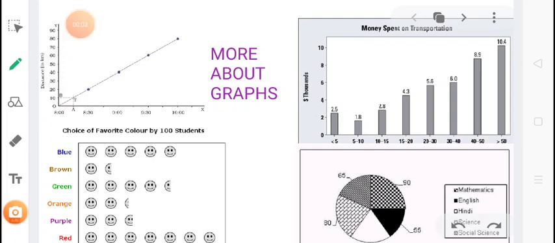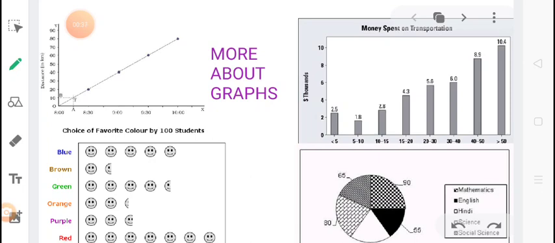After studying how to plot graphs on graph paper, today we will be focusing on different types of graphs. You can see on your screen that I have shown different types of graphs. All these graphs you might have come across in mathematics. You have seen a line graph, pictograph, bar graph and a pie chart. All these graphs are used to represent information in a pictorial form.